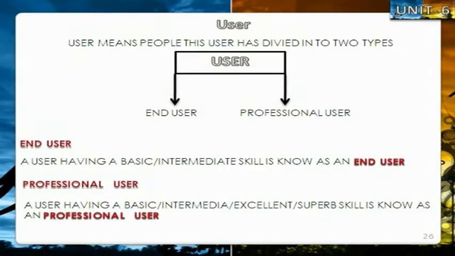The next unit, user. User means the people who use the PC or the computer. The user is divided into two types: one is end user, two is professional user. An end user is a user having basic to intermediate skill. A professional user is a user having basic, intermediate, excellent and superb skill.